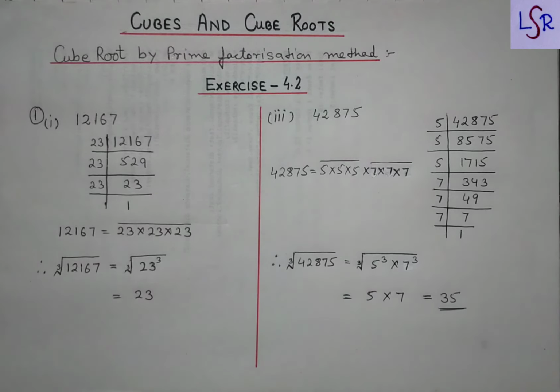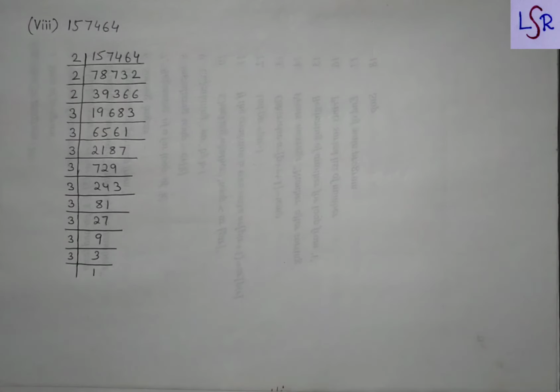Now let's see one more part of this question. Now let's see the sixth part. It is having the number 1,57,464. First of all we are going to find the prime factors of this number, and here we have got the prime factors of the number 1,57,464. Now we are going to write this in the form of a product.